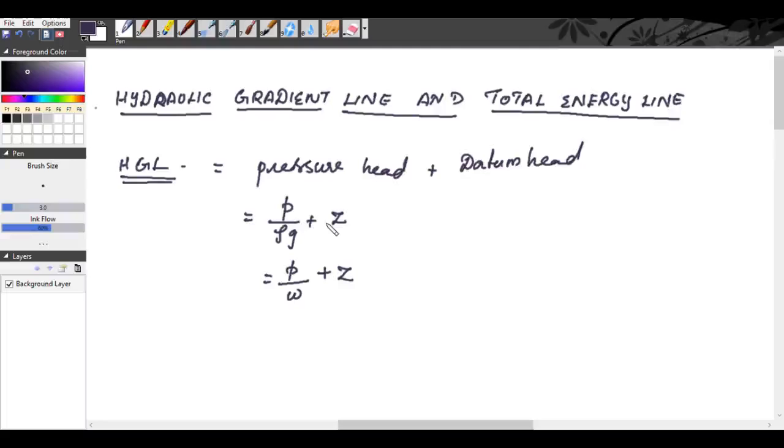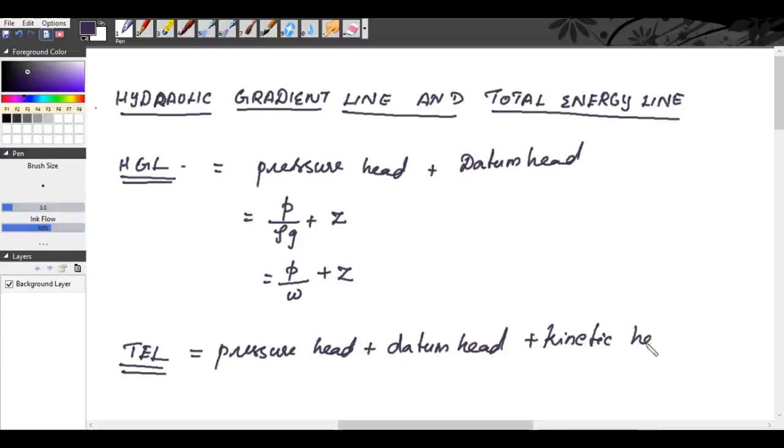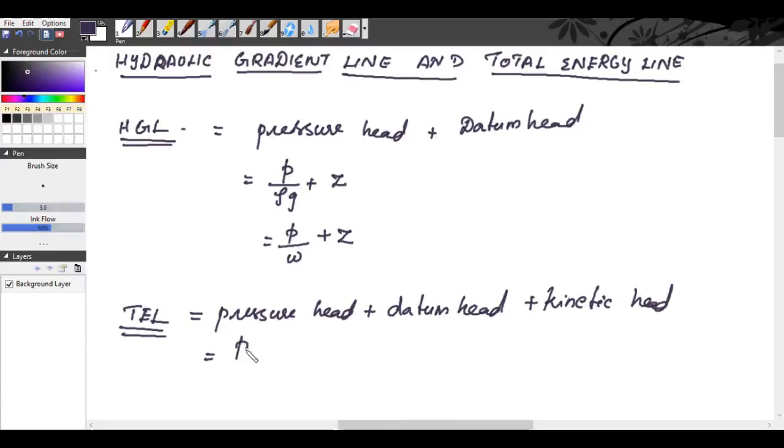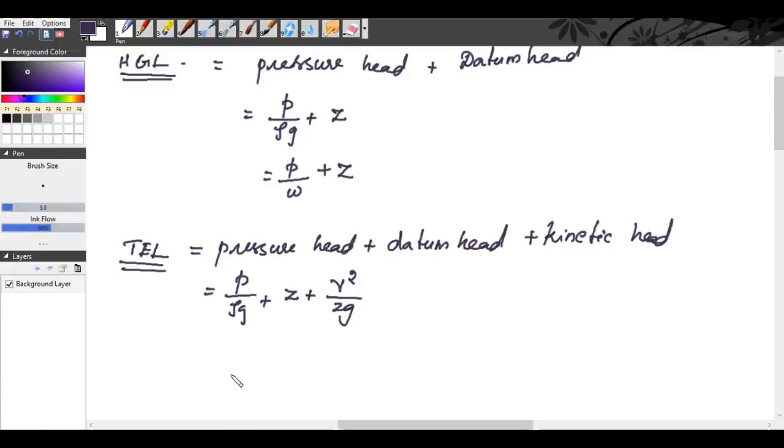So how can you draw a hydraulic gradient line? I will explain what the total energy line is also, and after that we will draw the diagram. The total energy line is defined as the line which gives the sum of pressure head, datum head and kinetic head, that means the velocity head, of a flowing fluid in a pipe with respect to any reference line. So the pressure head is P by rho G, plus datum head Z, plus kinetic head V square by 2G. You can also express it as P by W plus Z plus V square by 2G. The line joining the summation of these heads is called the total energy line.